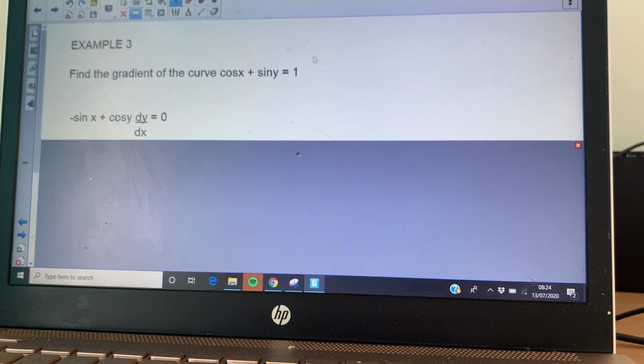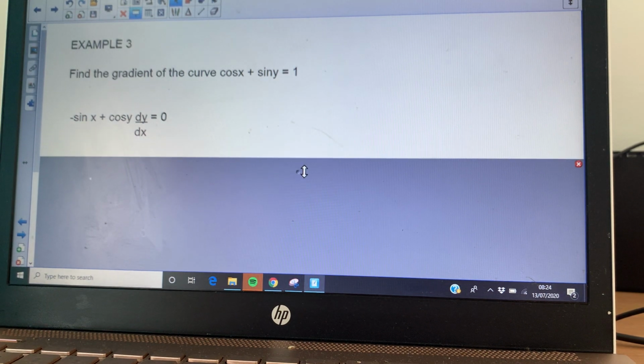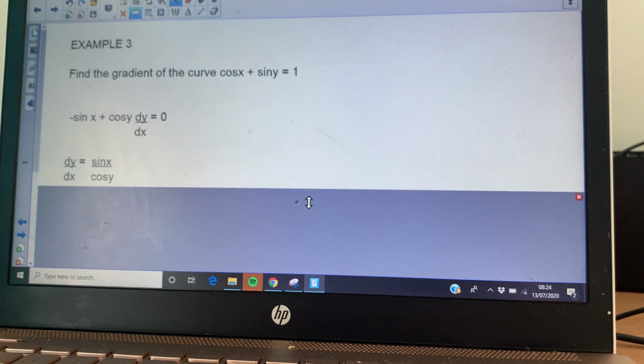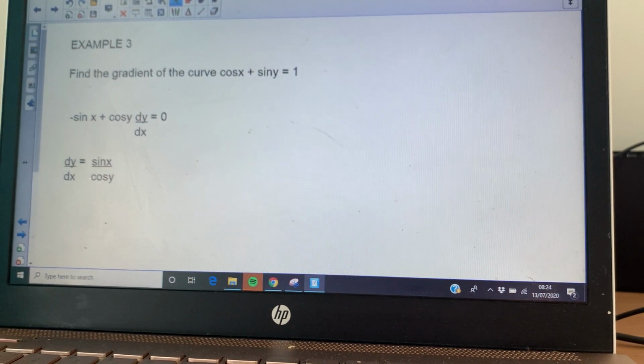Right. Let's differentiate. First of all, differentiate cos x with respect to x: minus sine x. Sine y, differentiate with respect to y, that's cos y, times by dy/dx equals 0. You're now going to make dy/dx the subject. So if you take the sine x over to this side, you'll get cos y dy/dx equals sine x, and then divide both sides by cos y. So that is the idea of implicit differentiation.